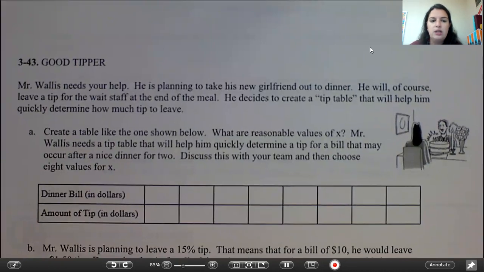Part A says, create a table like the one shown below. What are reasonable values of x? Mr. Wallace needs a tip table that will help him quickly determine a tip for a bill that may occur after a nice dinner for two. Discuss this with your team and then choose 8 values for x. So I'm going to give you the 8 values for x.